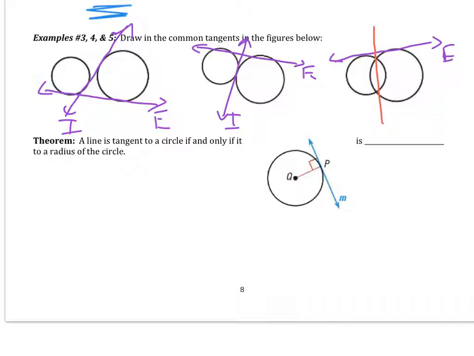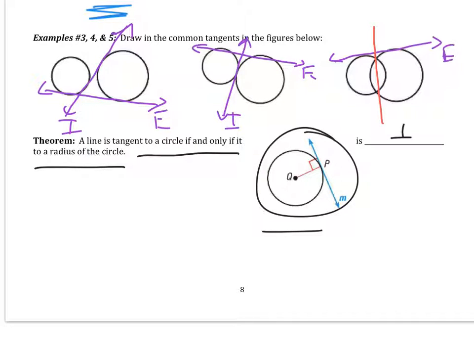All right, on the piece down at the bottom here, the picture kind of cut the theorem. So a line is tangent to a circle if and only if it is perpendicular to a radius of the circle. So if it's tangent, it's perpendicular to the radius, and that's what they're showing here in the picture. So the blue line is perpendicular to QP, the radius. If it's not perpendicular, then it's not a tangent.